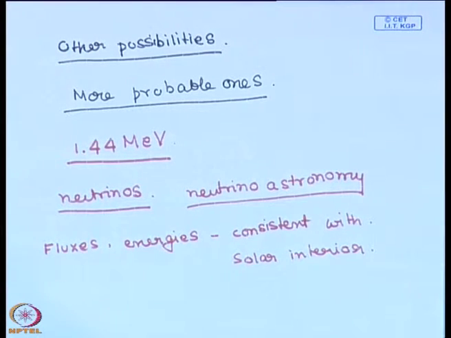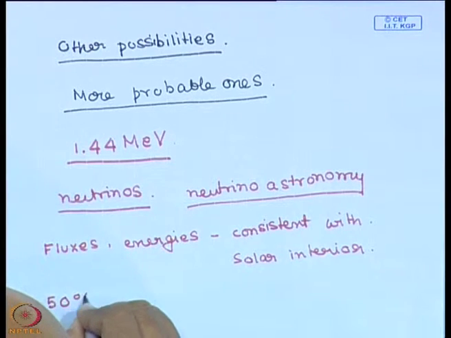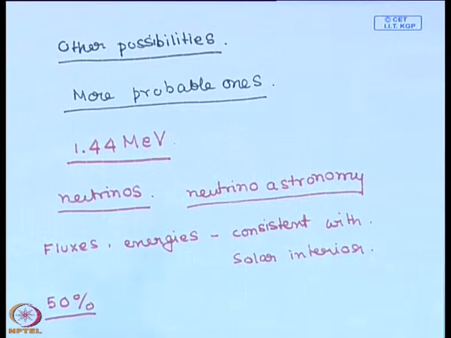Okay. And a long standing 50% deficit. So, there was a long standing 50% deficit. This was a big problem in the study of solar neutrinos, that the neutrino flux was found to be 50% smaller than what is predicted by these calculations. So, if you calculate the rate at which you expect these reactions to produce neutrinos, it was found that the measured fluxes were 50% less.